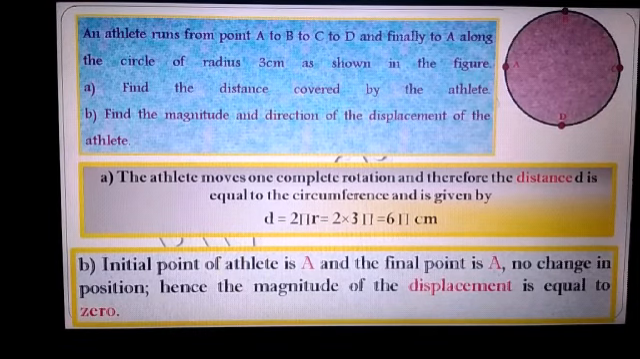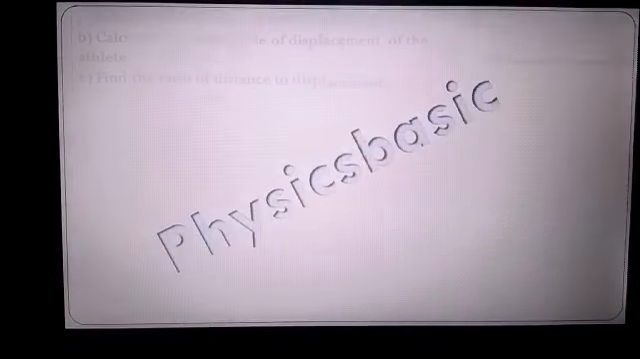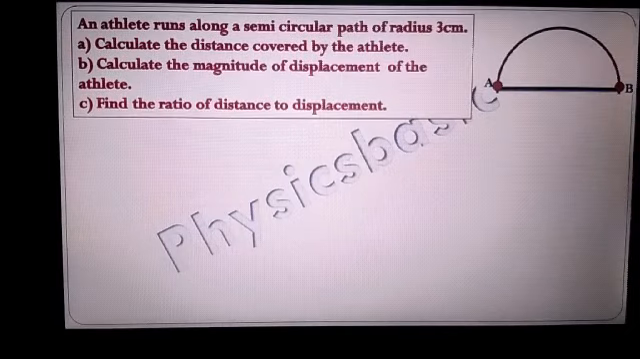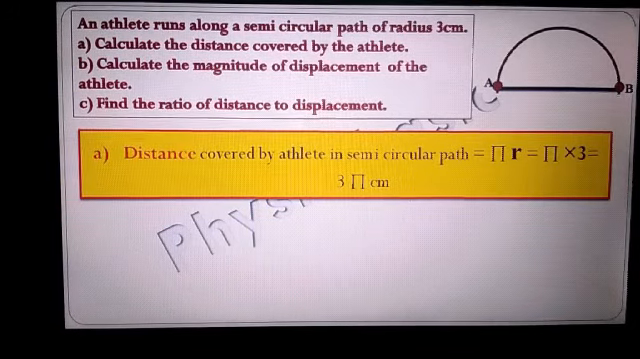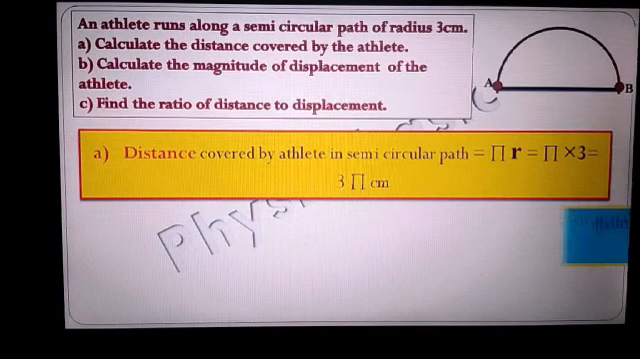We have discussed this in detail in the last video. You can check it. Now our next example is: an athlete runs along a semicircular path of radius 3 centimeter. Find distance and displacement. Now you have to find the ratio of distance to displacement. Since it is a semicircular path, distance will be half of the circumference. So circumference is 2 pi r divided by 2, so it will be pi r. The radius is 3 centimeter, so it will be 3 pi centimeter.